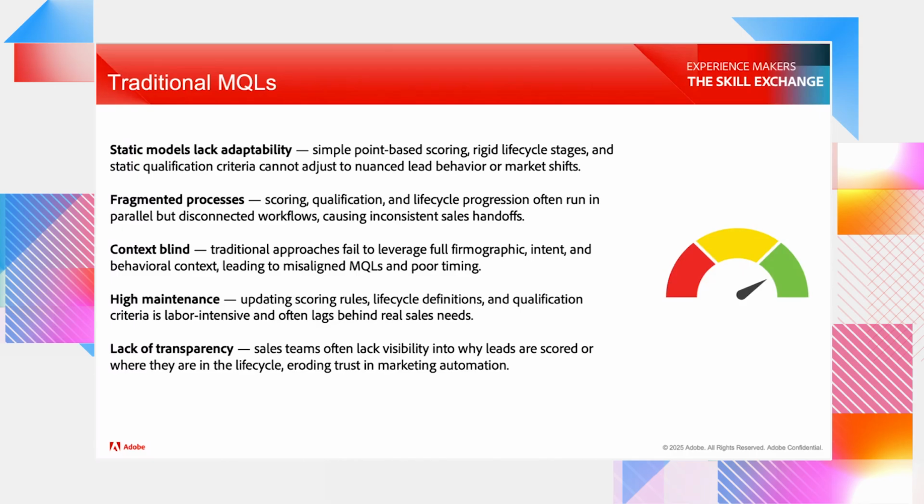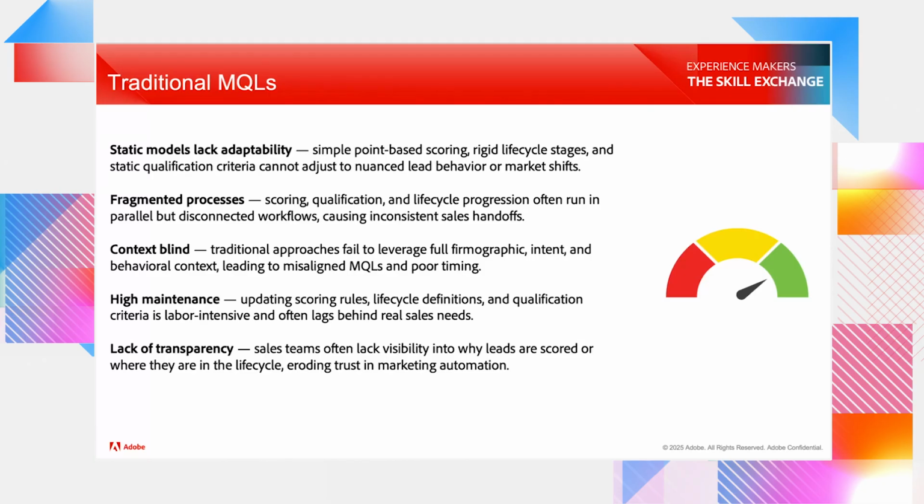The problem is that traditional lifecycle management with lead scoring and thresholds for reaching MQLs is good, but it has its limitations. Static models lack adaptability. Point-based scoring and fixed lifecycle stages can't adjust when lead behavior changes or market conditions shift. You need to create smart campaigns with specific rules, and they can quickly become outdated. The process can be quite fragmented as well. Scoring, qualification, and lifecycle progression are usually handled in different places inside Marketo. And although they should work together, they often get disconnected from each other, and that leads to inconsistent handoffs and poor coordination between marketing and sales.